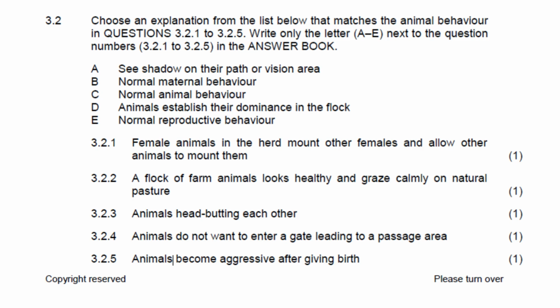Right. Then moving to the next one, animals head-butting each other. But looking at these options that we have, because obviously the first one speaks of the shadow and their vision area. The second one speaks of maternal behavior, and we said we have scratched number C, which is the third one, and we have also scratched the last one. So now, because these animals are head-butting each other.